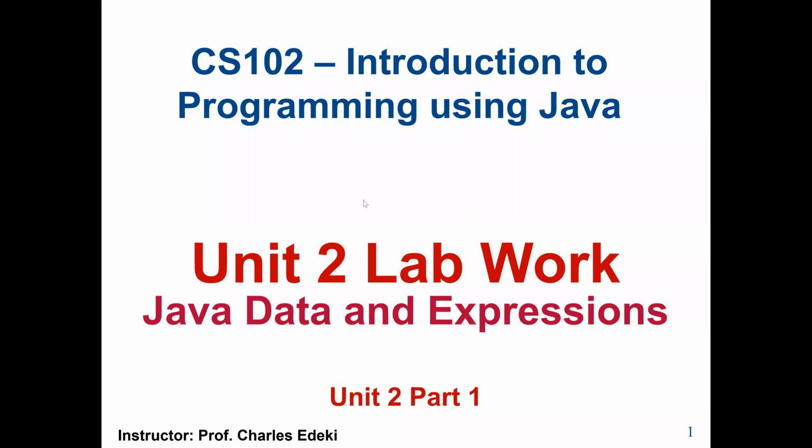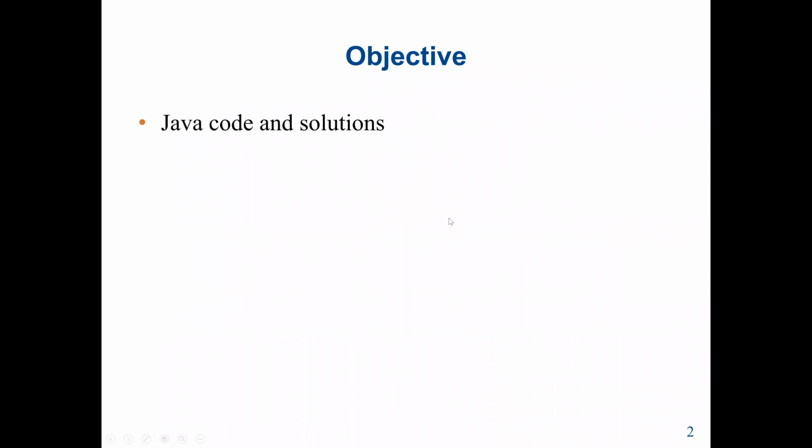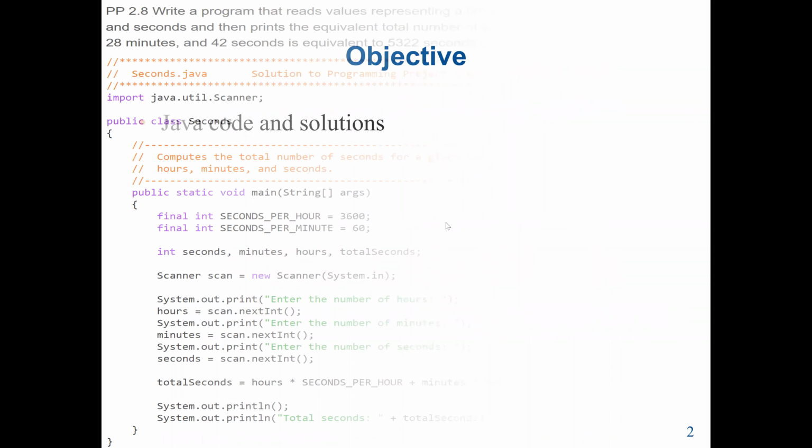Again, welcome to CS 102, Introduction to Programming Using Java. This is Unit 2 lab work, which covers Chapter 2 of our course textbook, Java Data Types and Expressions. Our main objective is to solve two problems, again, using the Java programming language.